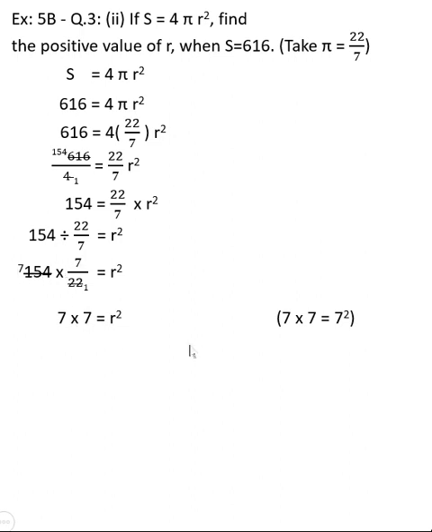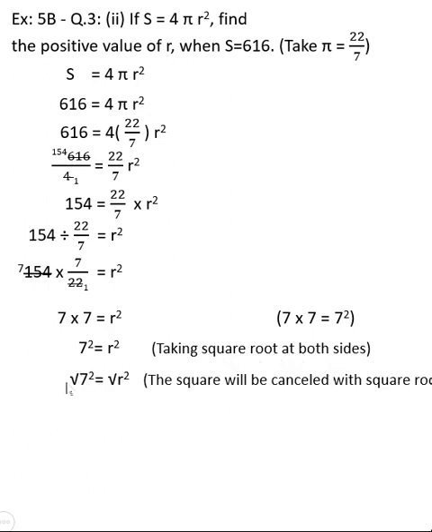Students, you know that when same number is multiplied, we read it as squared. That means 7 multiplied by 7 is equal to 7 squared. So we write it as 7 square is equal to r square. Here we have to remove the square by taking square root at both sides. It is square root of 7 square, then it is equal to square root of r square.